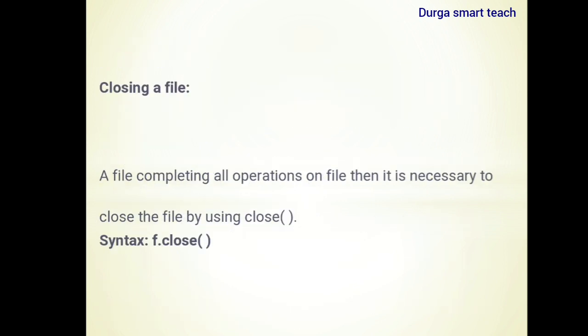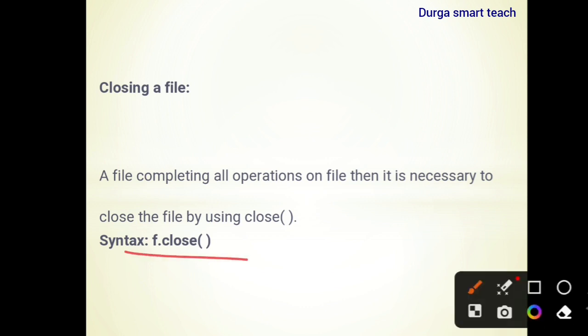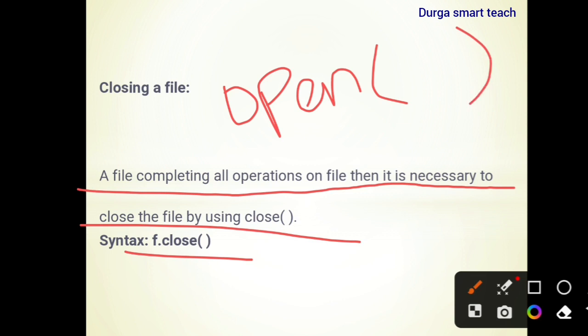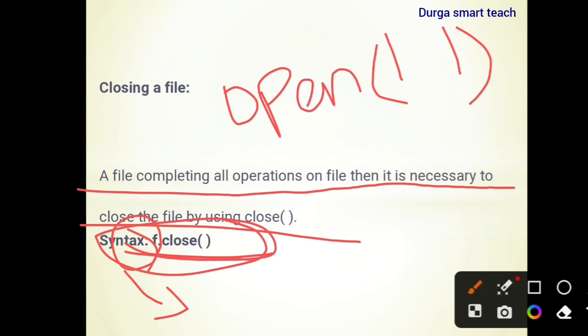Next, here we opened one file for writing purpose. After that, if you want to close the file, you need to use f dot close. After completing all operations on a file, it is necessary to close that file by using the close function. The open function is used to open a file and it contains two parts, file name and mode, but the close function is used to close one file. The f variable contains abc.txt, so that's why f dot close.